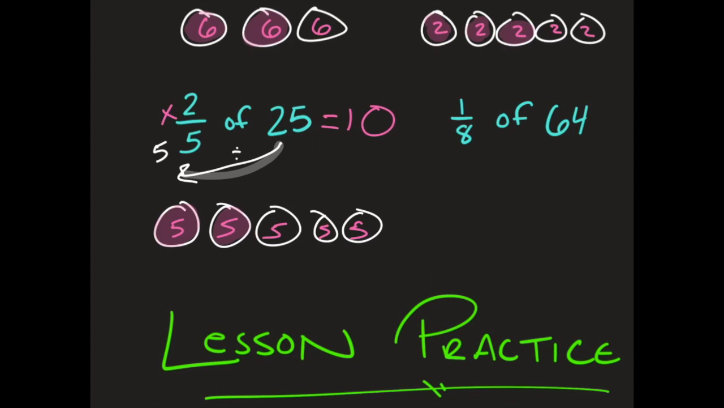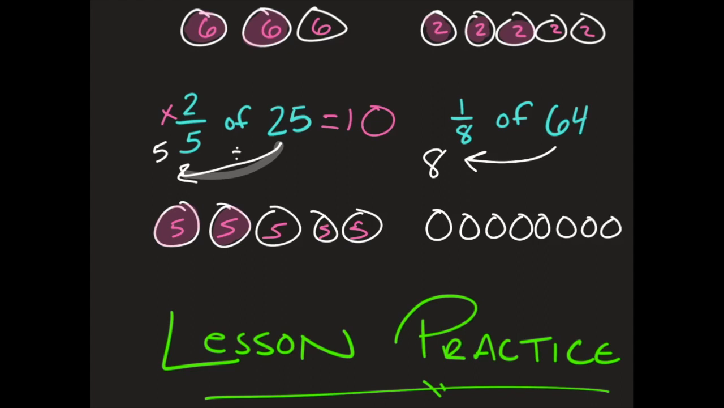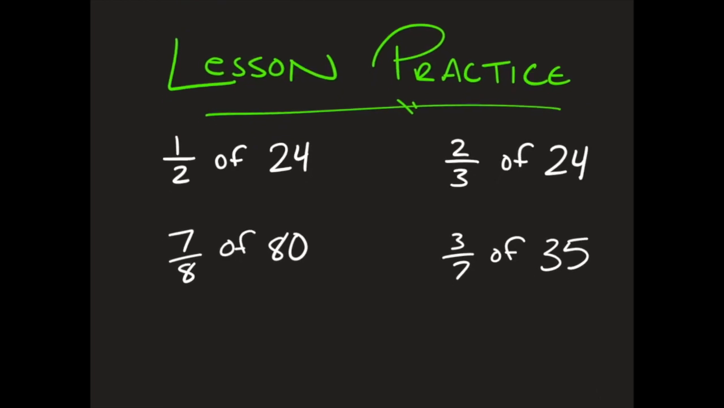And finally, my last one, 64 divided by 8. So that equals 8. And again, 1, 2, 3, 4, 5, 6, 7, 8. And in there, I each have 8. And if I were to add these all together, they would equal 64. And then don't forget, multiply by my numerator, 8 times 1. That equals 8. And that means I just want one of those circles, which equals 8. All right. And here is your lesson practice.